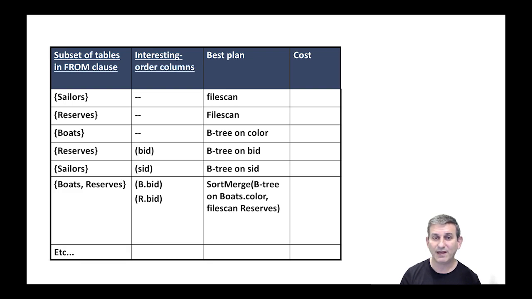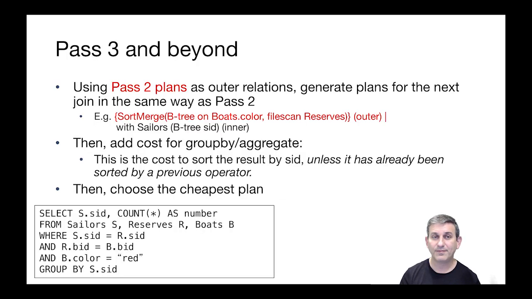It's got the single table plans that we had before, but it's also starting to accumulate 2-table plans: boats and reserves, boats and sailors, sailors and reserves. Not room to show all that here in the picture, but hopefully you get the idea. In pass 3, we'll be using the pass 2 plans as outer relations, generating plans for the next join in the same way we did with pass 2.